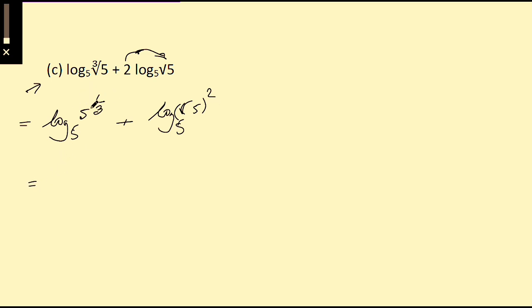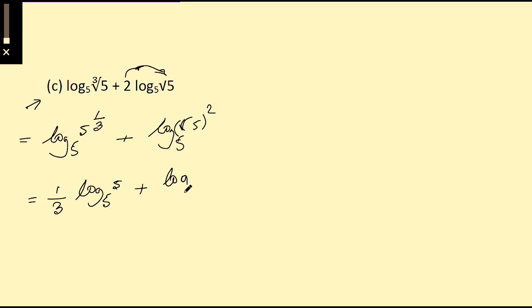So according to the power rule of log, we can take the power as a coefficient of log, then it will be 1 over 3 log 5 to the base of 5 plus here we have a square root 5 square, then the square and root will be cancelled out, then finally we will have only 5. So here we have 1 over 3 and here log 5 and base 5 both are same, then it will become 1, and this log also will be 1.